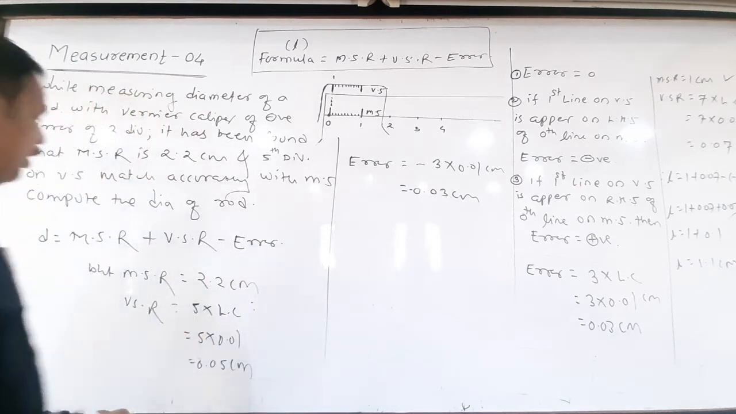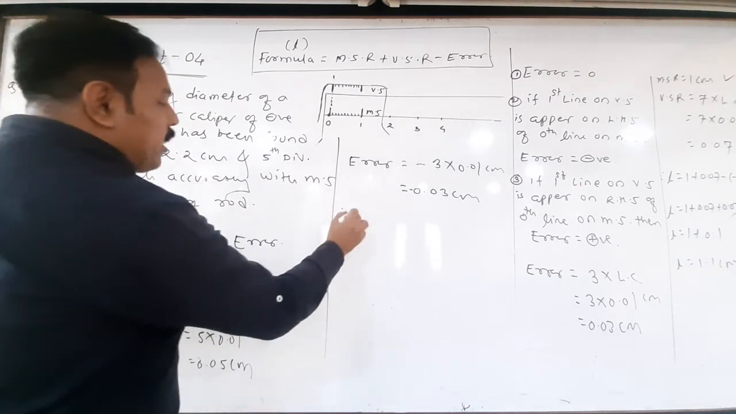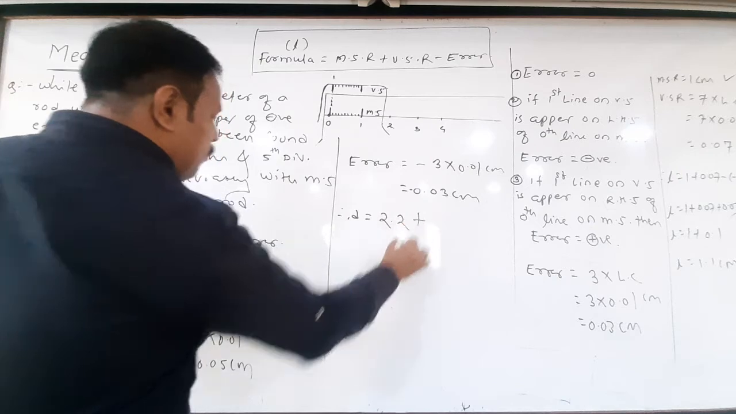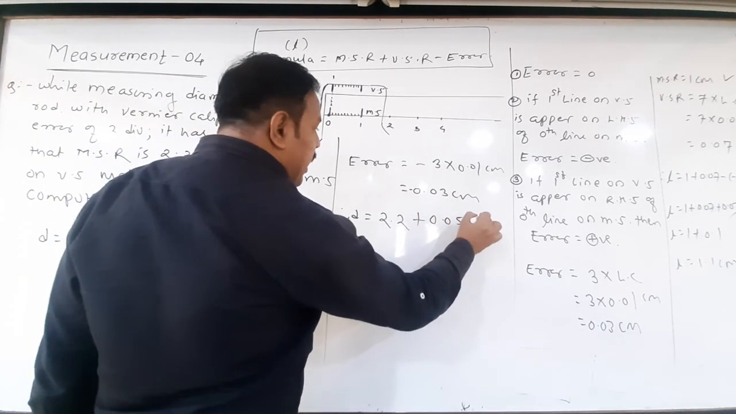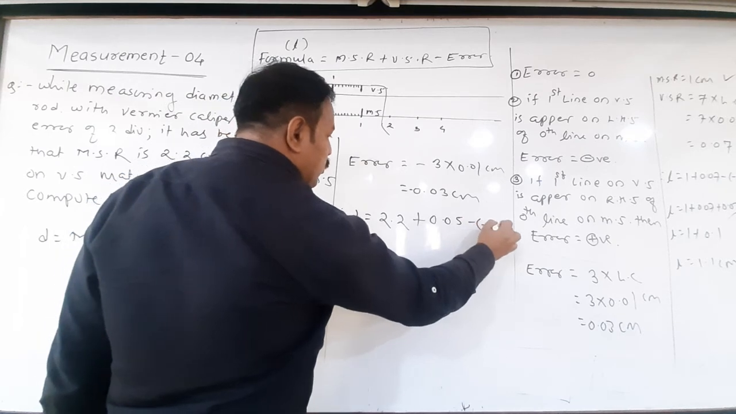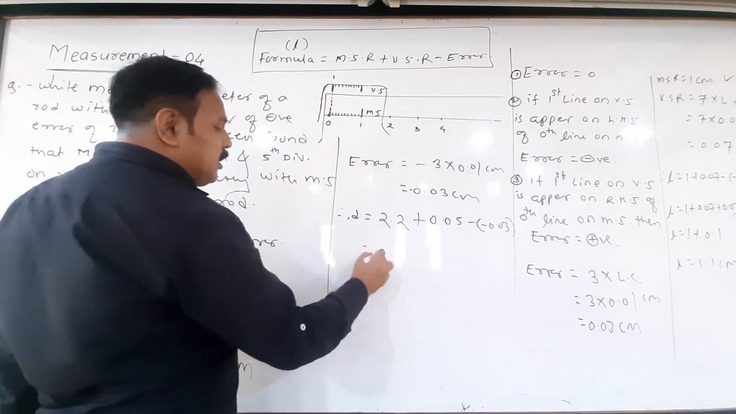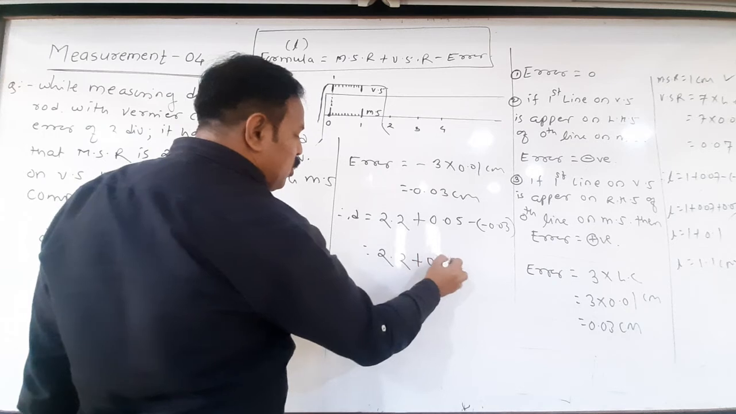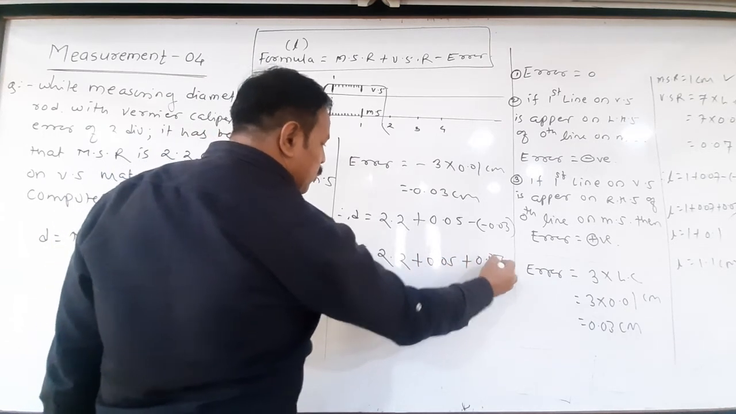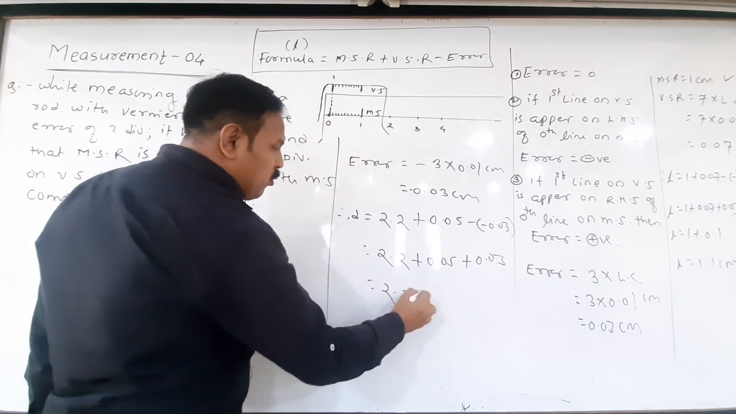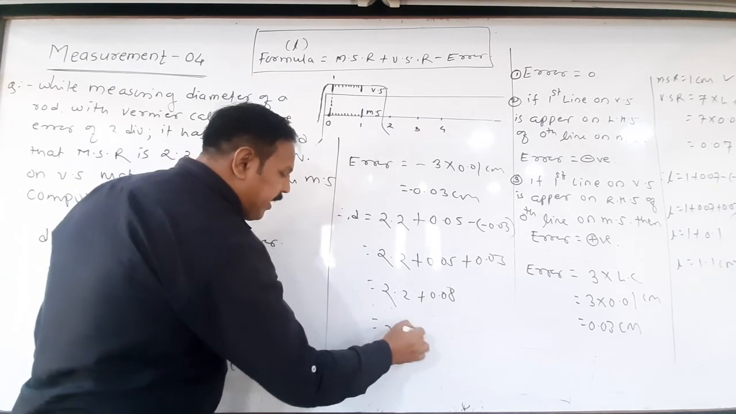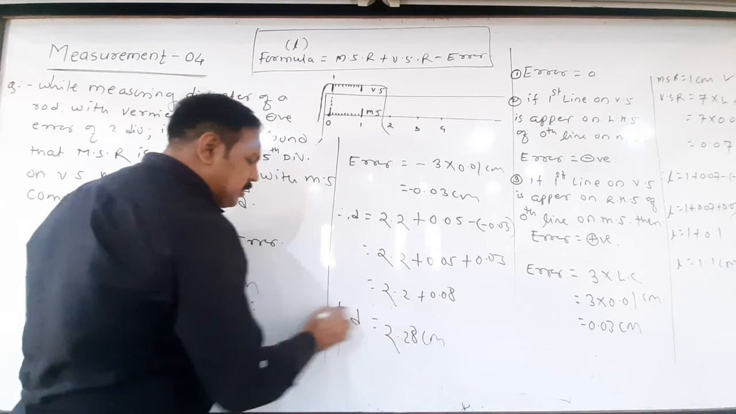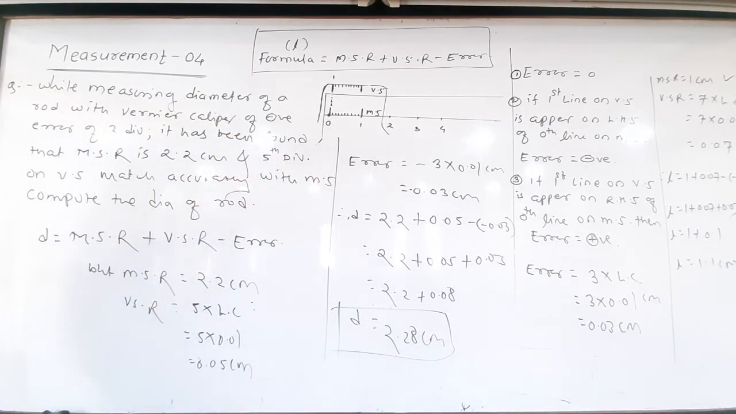So put all these values in that formula. Therefore, diameter of the rod is 2.2 plus 0.05 minus of minus 0.03. So that is equal to 2.2 plus 0.05 plus 0.03. So that is 2.2 plus 0.08. So that is 2.28 centimeter. This is the answer. Any doubt?